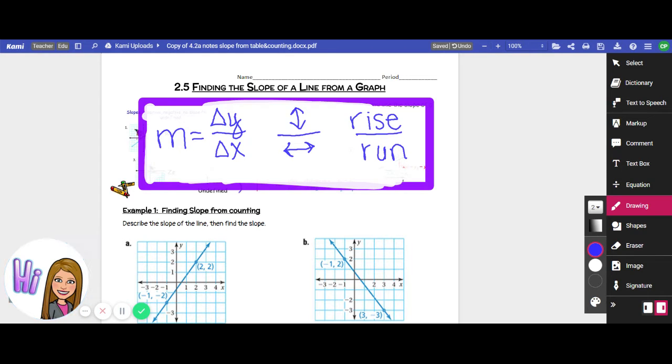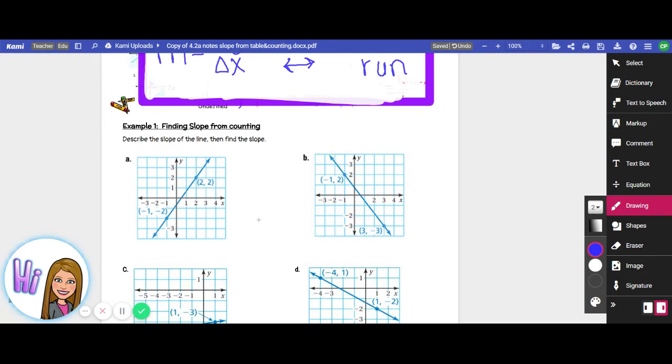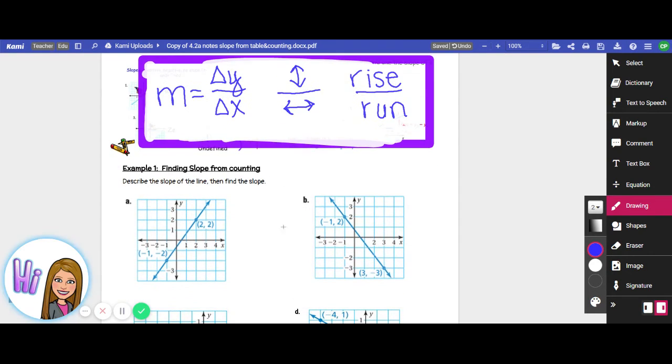So now I'm finally going to get into some examples with you guys. So let's take a look at letter A. Example 1 says finding slope from counting. Describe the slope of the line and then find the slope. To describe the slope first, we would need to decide if it's positive, negative, zero slope, or undefined. So you want to read that slope going from left to right, and you want to see if it's trending upwards, trending downwards, or if it's flat or straight up and down. When I look at this line, reading it from left to right, it appears to be trending upwards, which means that my answer is going to be a positive slope.